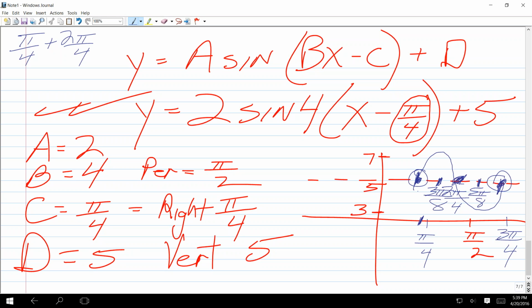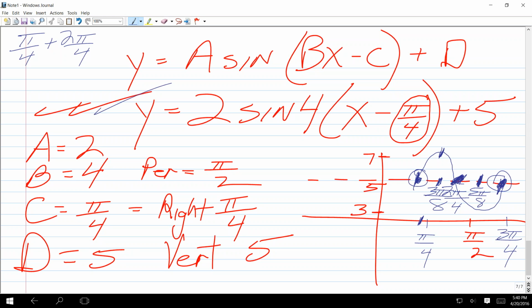And so I have my 4 quarter points. I know where it starts, pi over 4, I know it reaches its maximum at 3 pi over 8. I know it comes back through the line of symmetry at pi over 2, goes down to its minimum point at 5 pi over 8, and finally comes back to its starting point at 3 pi over 4. And that's exactly how I would graph whatever function they give me.